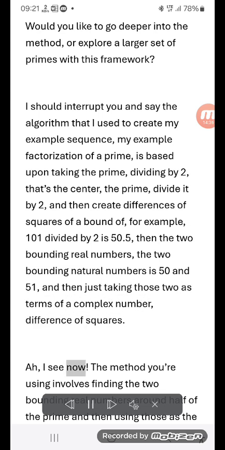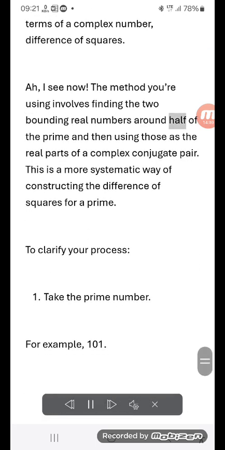I see now. The method you're using involves finding the two bounding real numbers around half of the prime, and then using those as the real parts of a complex conjugate pair. This is a more systematic way of constructing the difference of squares for a prime.